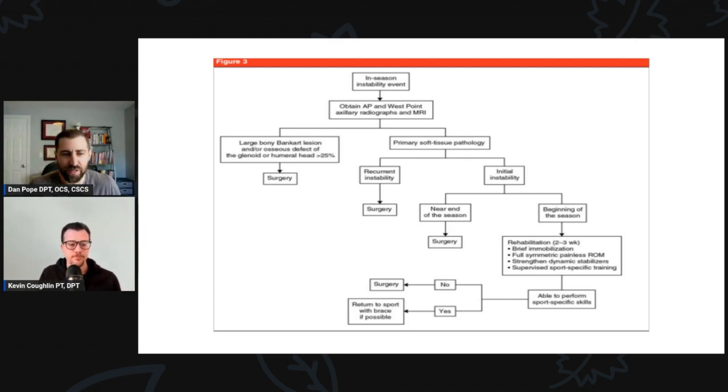Yeah, I thought it was good too. And even just looking through it, basically get some imaging. Is there greater than 25% bone loss? If yes, get surgery. If not, what does the soft tissue look like? If it's okay, go ahead and try physical therapy. If you can't get back, it just keeps on dislocating, surgery. Where did this happen? If it's at the beginning of the season, maybe consider physical therapy because you have more time to do a good job. Whereas if it's the end of the season, straight to surgery.